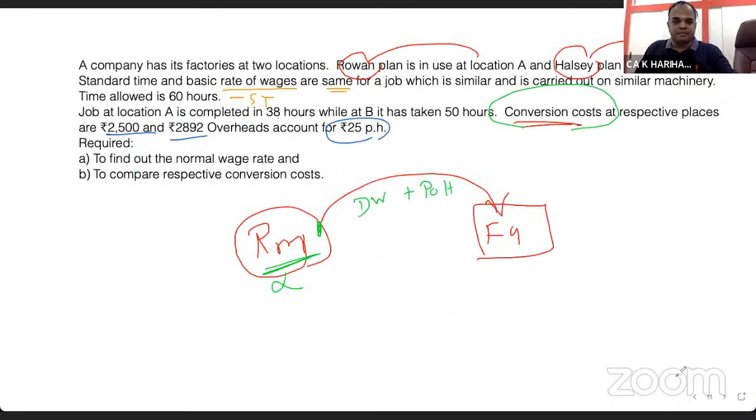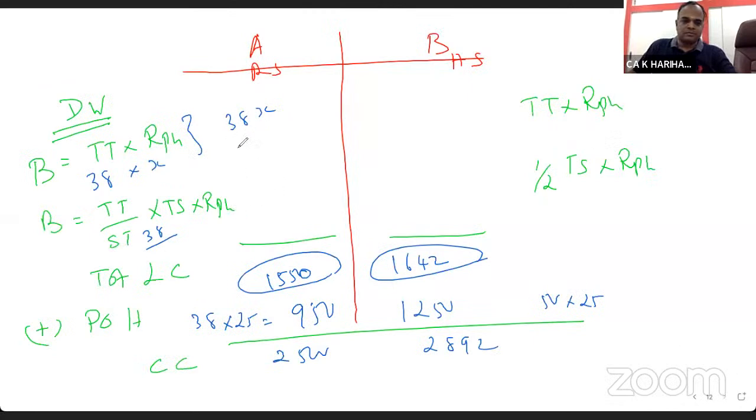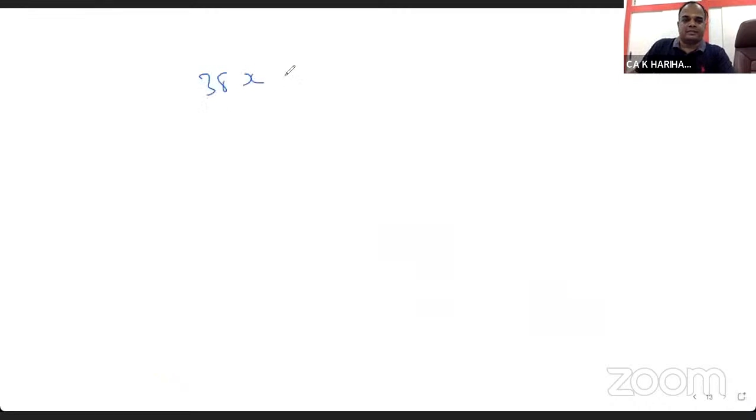Standard time, how many hours? Time allowed 60 hours. 60 minus 38 is equal to time saved. 60 minus 38 is equal to 22 hours of time saved into rate per hour. So 22 into 38 divided by 60 into x is equal to how much? 13.93x. Are you comfortable?